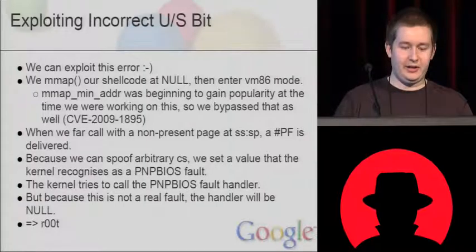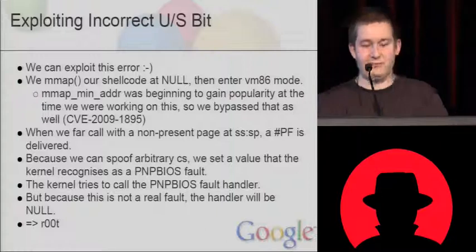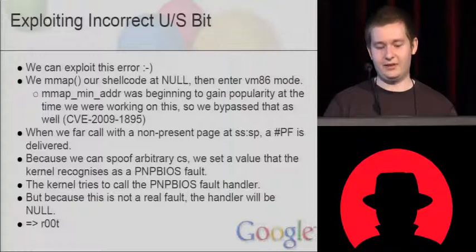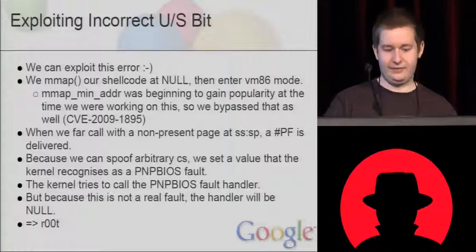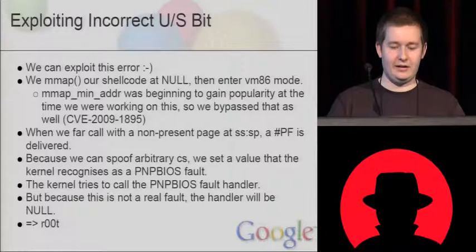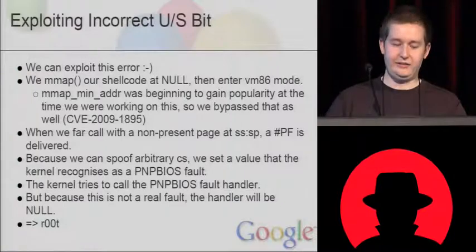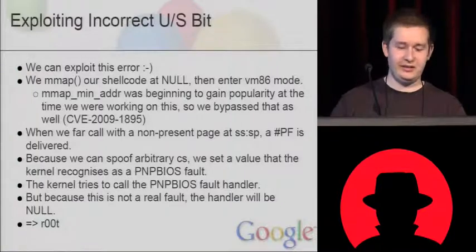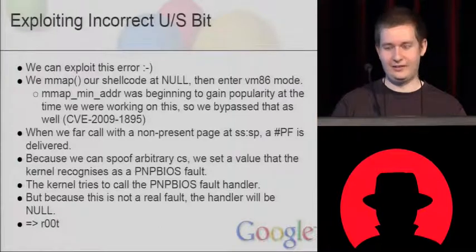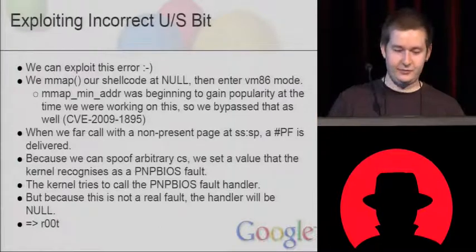All we had to do was set up a far call to a non-present page at SS when a non-present page was the SS:SP address. A page fault is delivered, which is as expected. But because we can set these magic values in CS, which is recognized as a PNP BIOS fault, then because the kernel wasn't expecting this fault and there was no handler set up, the fault handler isn't installed. It's a BSS object, so it's set to null, and the kernel just jumps to null, and then you've rooted the machine.